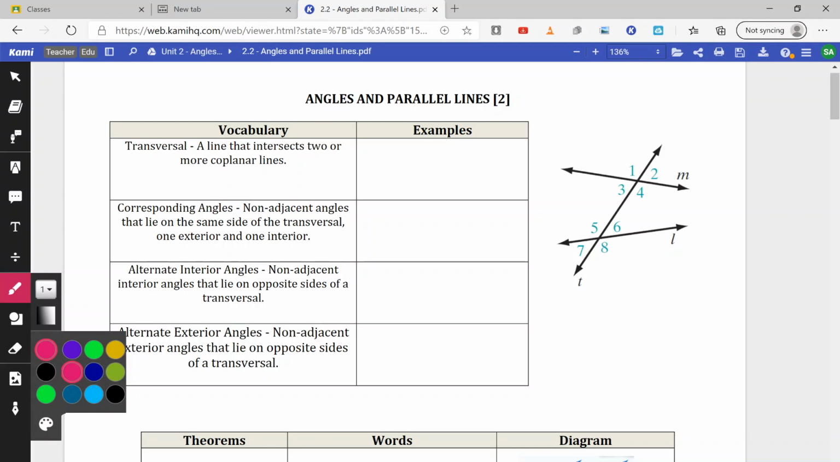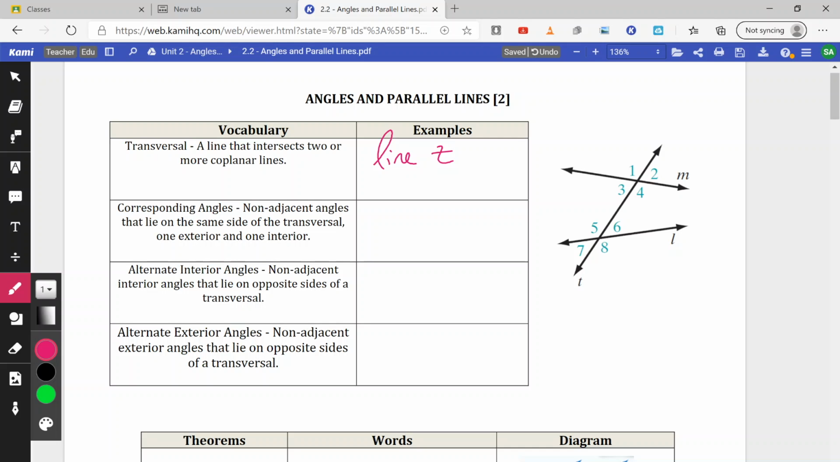So if I take a look here, we can see line M and line L are running along the same direction from left to right, and then line T cuts through the two of them. The transversal is the one that cuts through the two other lines. So in this case, line T is our transversal. And we can see that 8 different angles are created here. So we've got 1, 2, 3, 4, 5, 6, 7, 8. And there is a specific relationship between these angles.